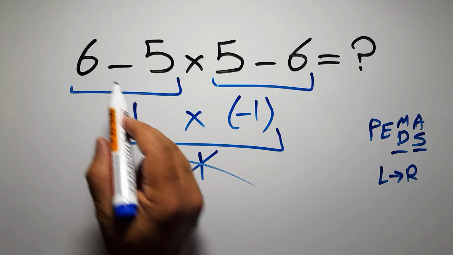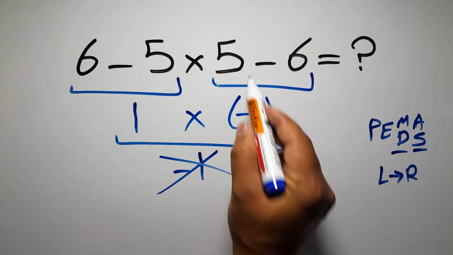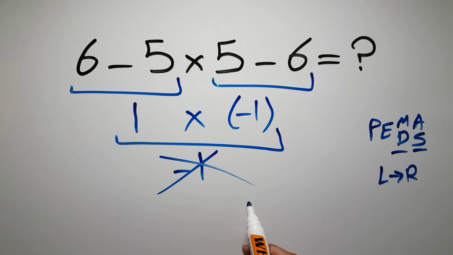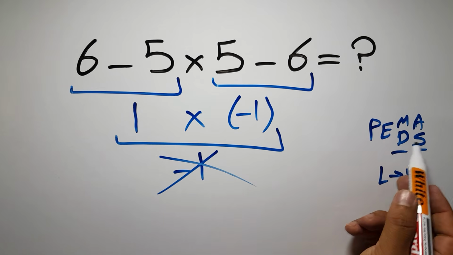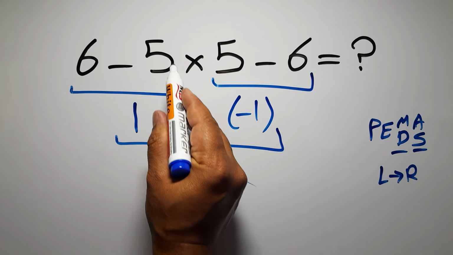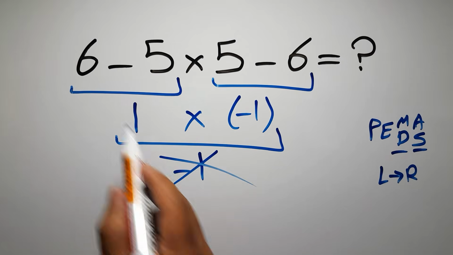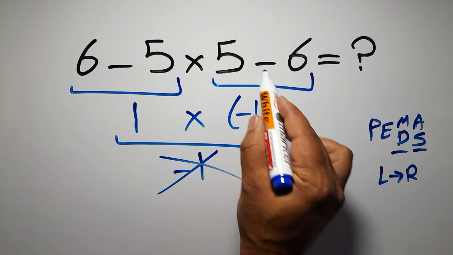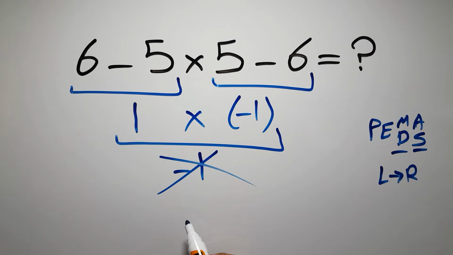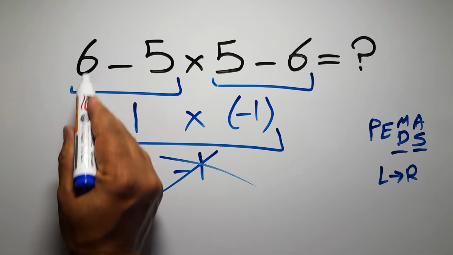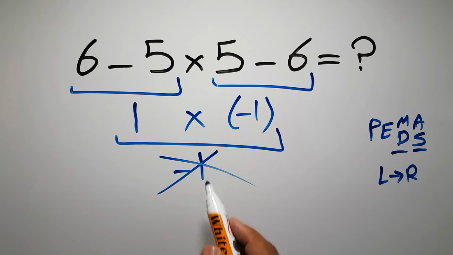In this expression, we have 2 subtractions and 1 multiplication. According to the PEMDAS, first we have to do this multiplication, then this subtraction, and finally this subtraction. If you do this subtraction or this subtraction before this multiplication, it is wrong.